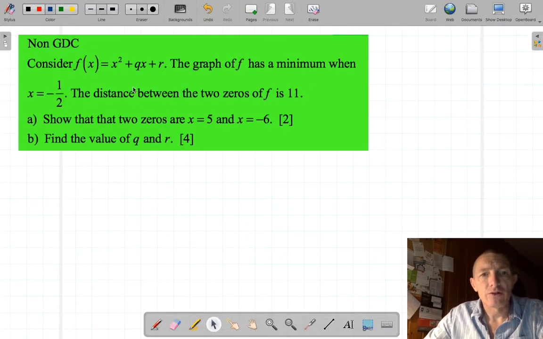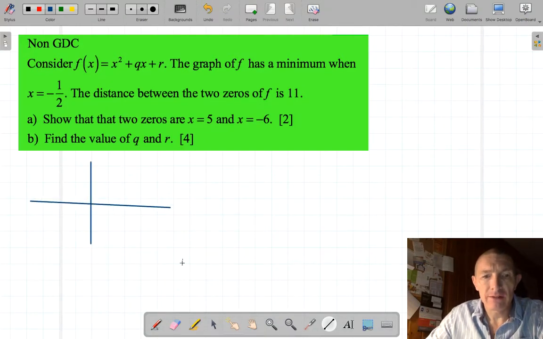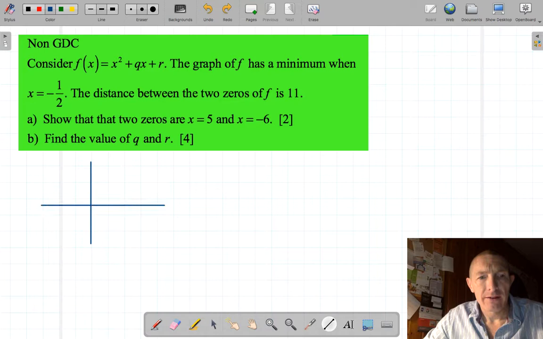Okay, this question is about quadratics. It's a very straightforward question if you know how quadratics work. So basically, I'm just going to do a sketch to show you one or two things about quadratics. And I'm going to draw this quadratic.